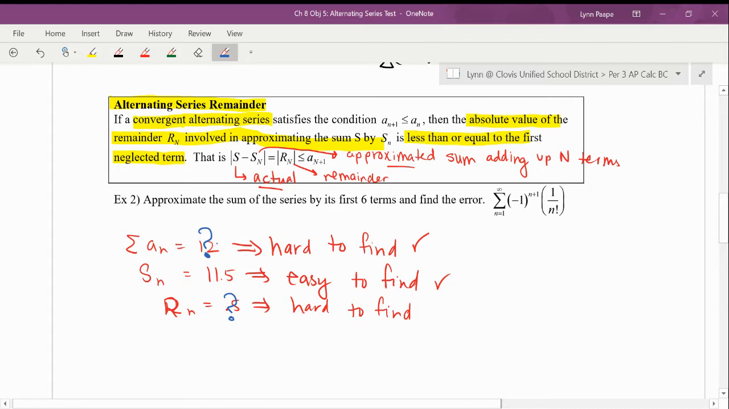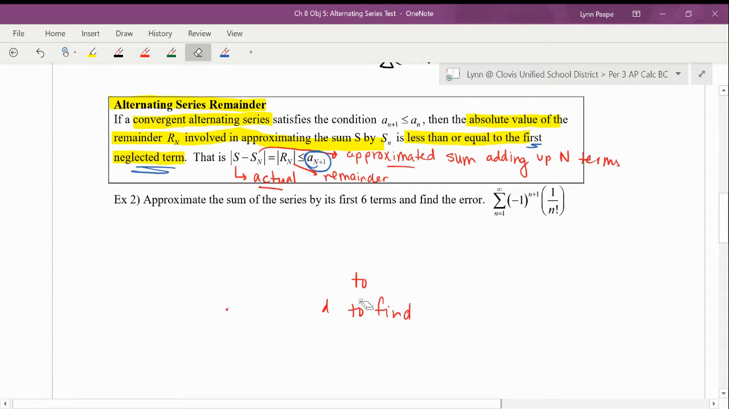So what we say is, okay, well, I don't really know exactly what this is equal to, but I at least know it has to be smaller than the first term I didn't use. And that's what they mean by the first neglected term. So if I used, say, the third partial sum to find 11.5, then the fourth term that I just found helps me at least get a ballpark of what the remainder is, right? And I know the remainder has to be smaller than or equal to that fourth term I didn't use. So that's kind of the gist.